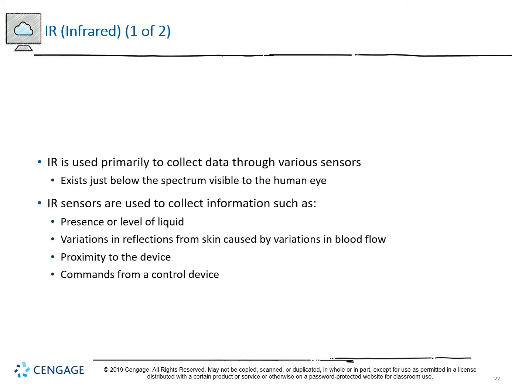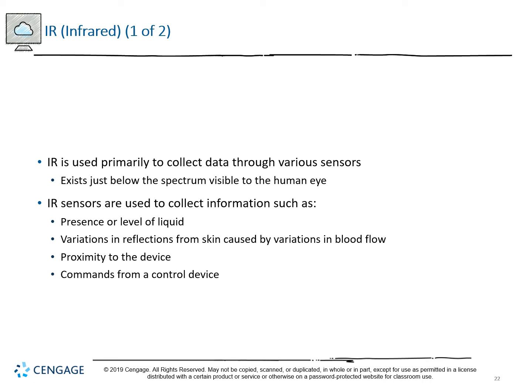Infrared, which most people consider a legacy technology, is used primarily to collect data through various sensors. It exists just below the human visible spectrum. So when we talk about infrared, infra meaning below, red is the slowest wavelength of light that human eyes can perceive. If we talk about the upper end, we're talking about ultraviolet. That's the ultra meaning above, and violet being the fastest wavelength that we can perceive.